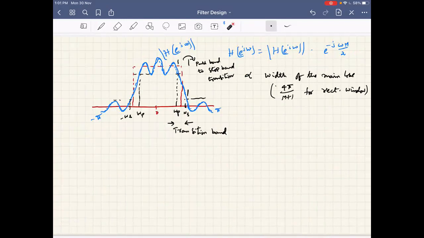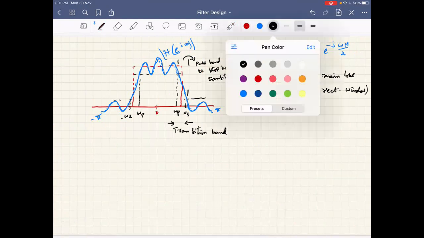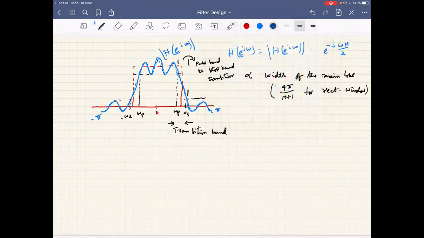Whereas the oscillations in the pass band and the stop band, delta P comma delta S. So here you can see that in the digital domain, in the discrete spectrum, how do we define the transition band? This is equal to omega S minus omega P. It is roughly in fact equal to 4 pi by M plus 1. Please note that. So omega S minus omega P is equal to 4 pi by M plus 1 because, as I said, this depends upon the width of the main lobe.